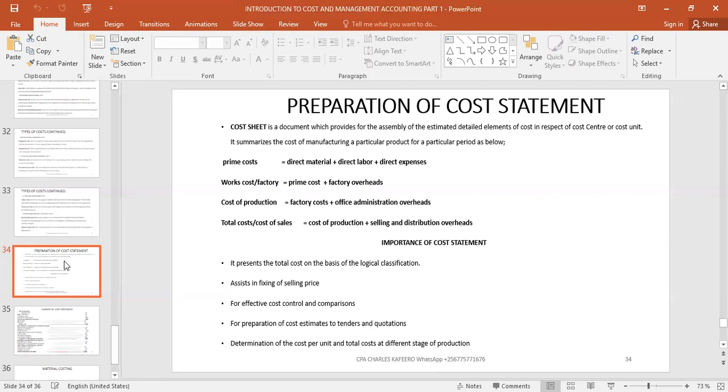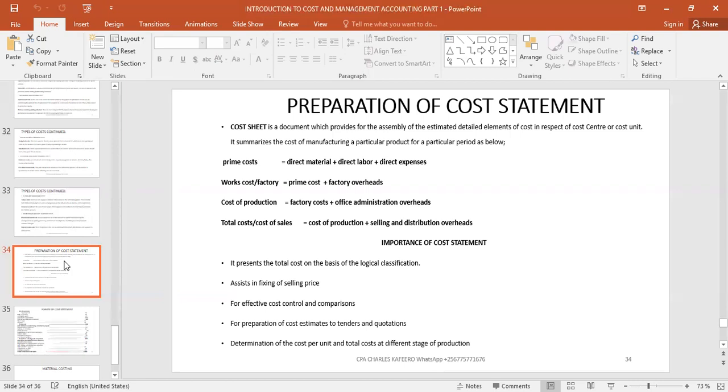The last one, it is used in determination of the cost per unit and the total costs at different stages of production. You can even know before the output comes out that as per the raw materials I've incurred, as per the first process, I've incurred this and this amount, depending on the number of costs you've incurred as per that department. So by the time the output gets out, you know that I'm on top of whatever we've incurred.